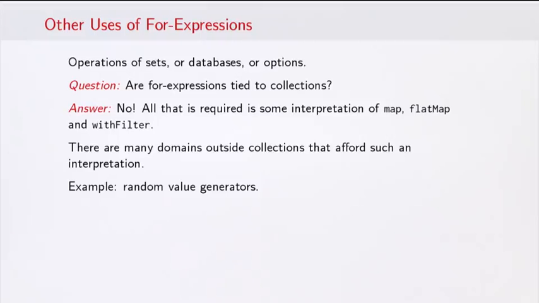So far, we have seen for expressions operating on lists, on sets. In the previous course, we have also seen them on databases and options. All these things are collections of data items in some sense. So the question is, are for expressions good only for collections? And interestingly, the answer is no. All that's required is some interpretation of the map, flatMap, and withFilter functions that make sense for the type in question. There are many domains outside collections that have such an interpretation, and an example that we are going to see now are random value generators.